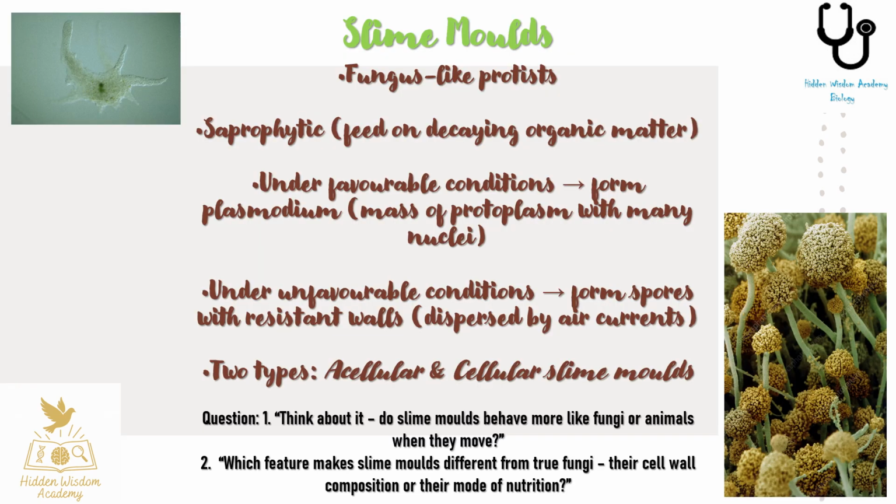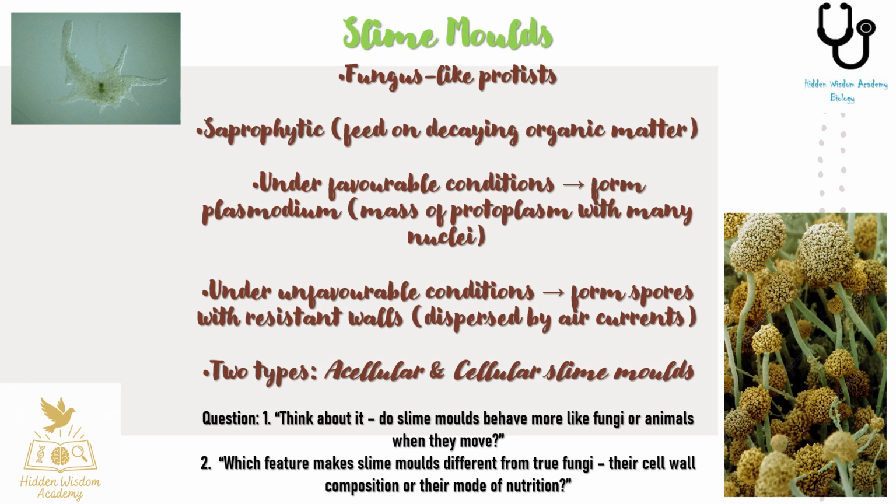Slime molds are called fungus-like protists because they live on decaying organic matter and act as decomposers. Under favorable conditions, their cells come together to form a large multinucleated structure called a plasmodium. This should not be confused with the malaria parasite. It is just a creeping mass of protoplasm that engulfs food.